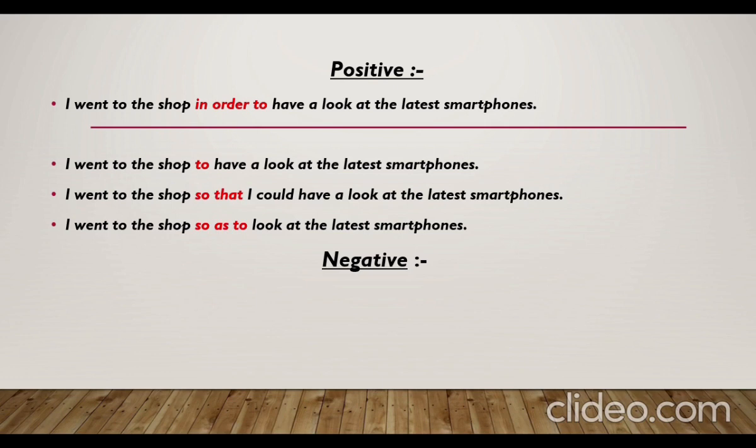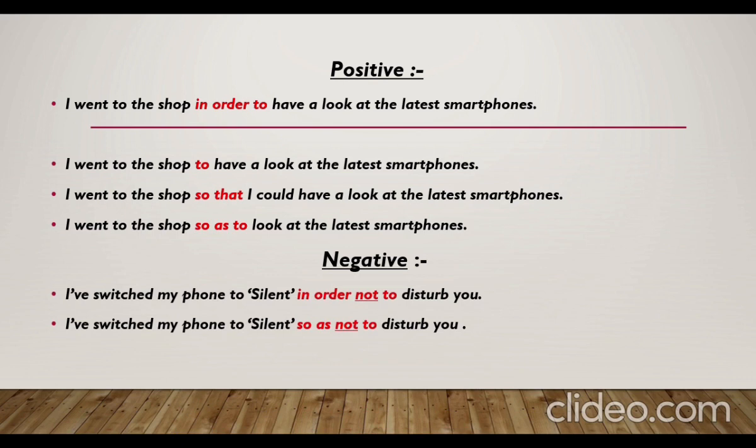Let's have some examples about the negative form. I have switched my phone to silent in order not to disturb you. I've switched my phone to silent so as not to disturb you. I have switched my phone to silent so that it doesn't disturb you. Here, in the negative form, we used not, but we have to use it before to, not after it. Okay?